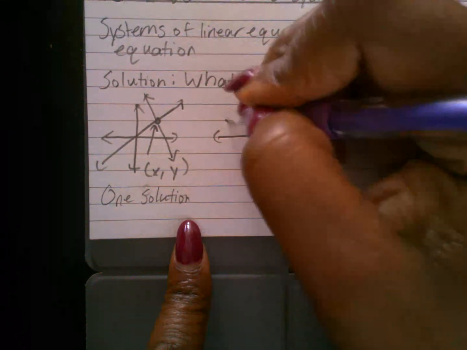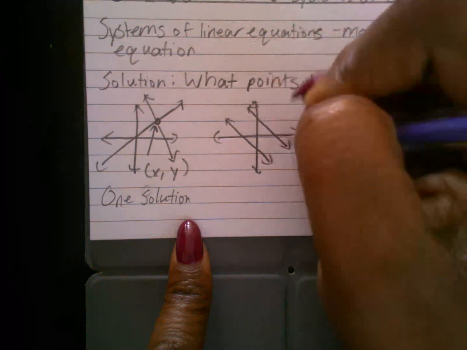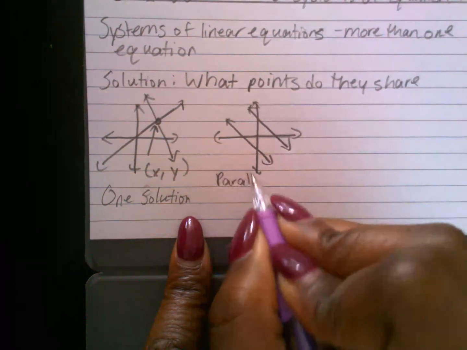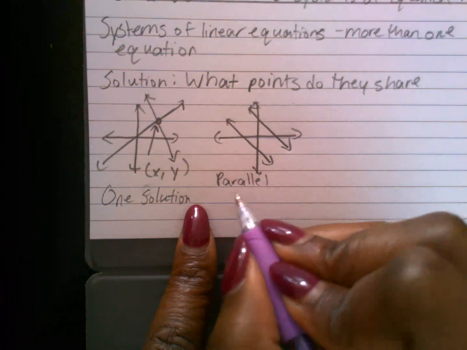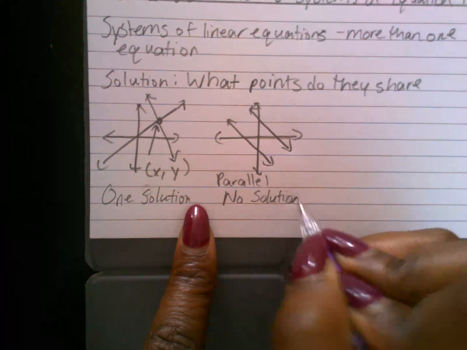The second type of solution is if the lines are parallel. If the lines are parallel, then there's no solution. So parallel lines, if you were to graph them, do not have a solution.